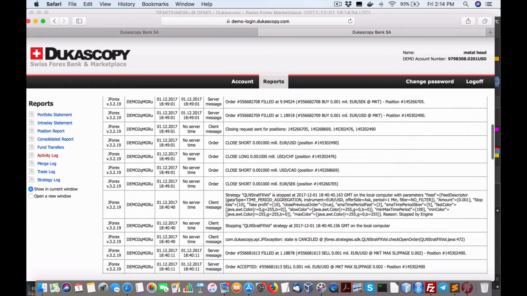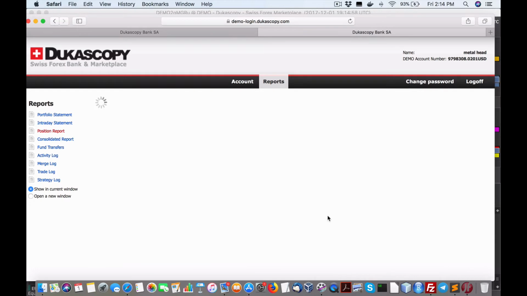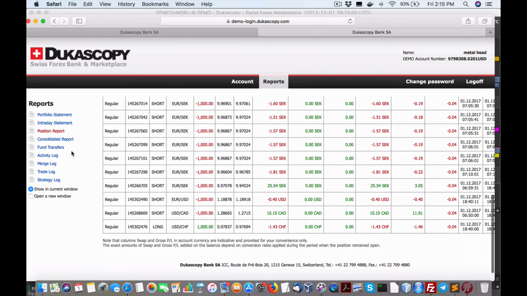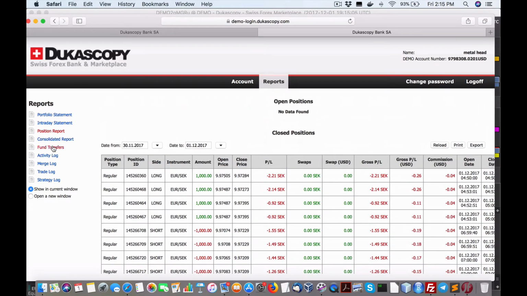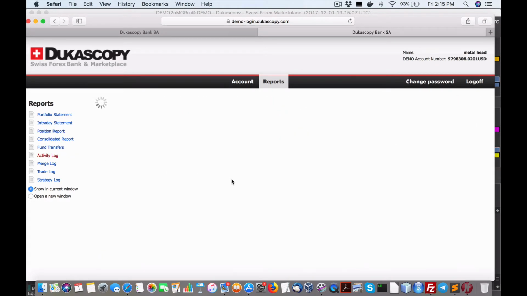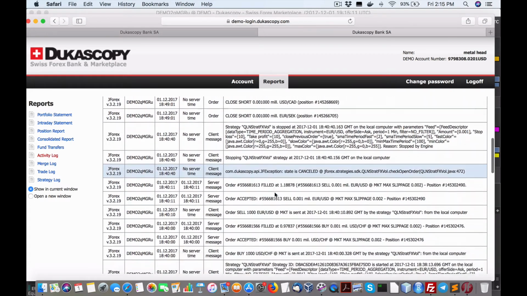Here are the positions. No, actually, do the position report. So, yeah, I just looked at it, I believe. Yes. Okay, activity log. So, lots of weird things going on.